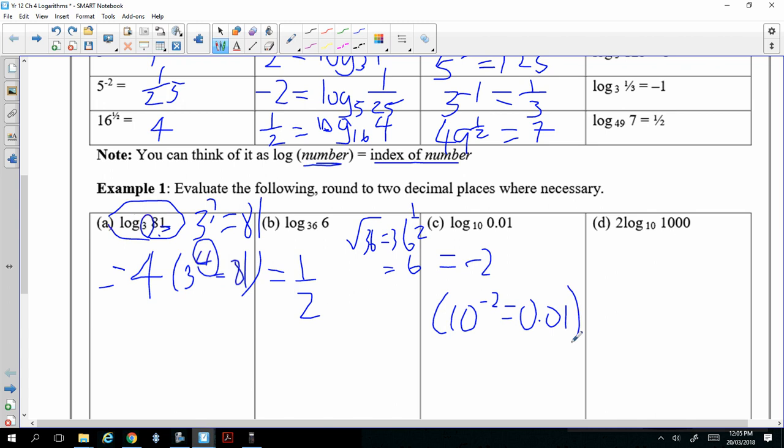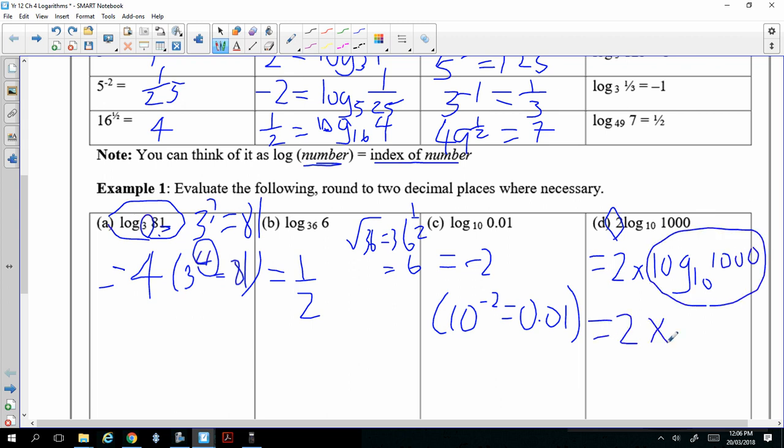All right, how about the next one? If you have a 2 here, it means 2 times. So you have to work out what log 1000 is. What's log 1000? 3, because 10 to the power 3 is 1000. So you get 6.